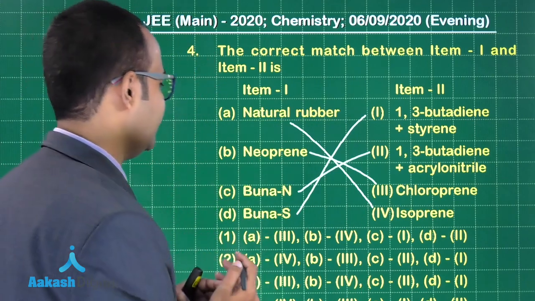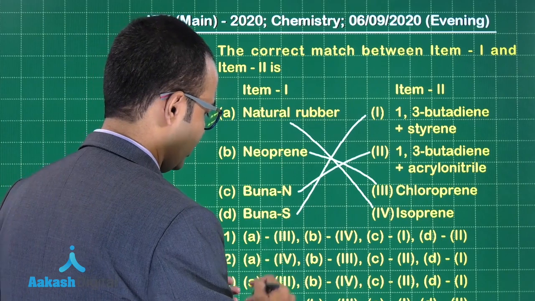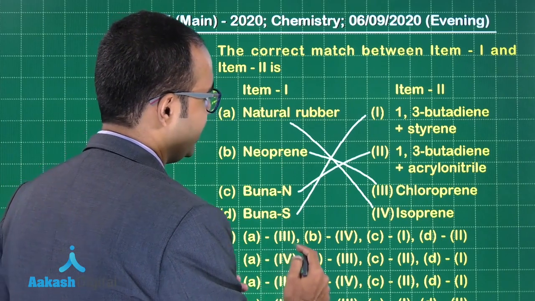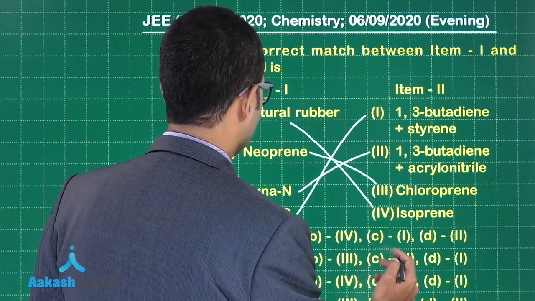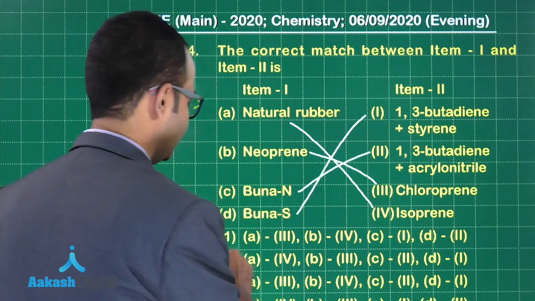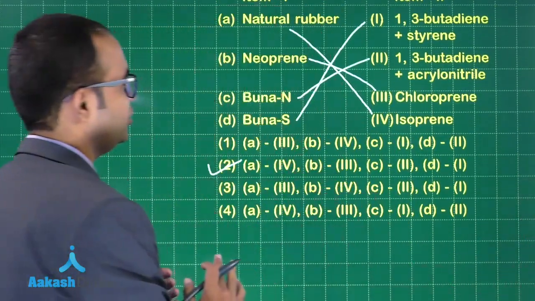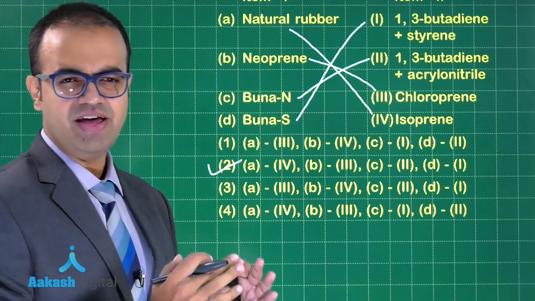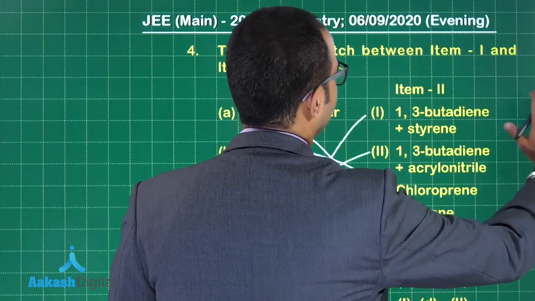So the answer is A is 4, B is 3, C is 2, D is 1. So the answer is option 2, guys. Okay. Is this understood? Question from polymers, a very simple question. Let's proceed to the next question.